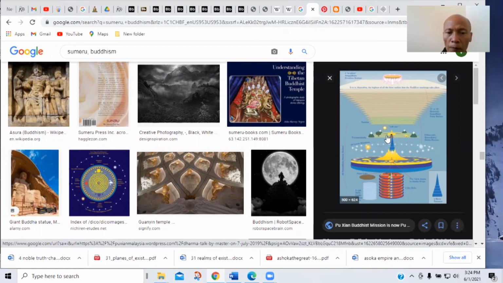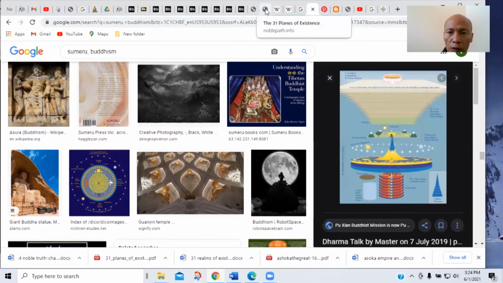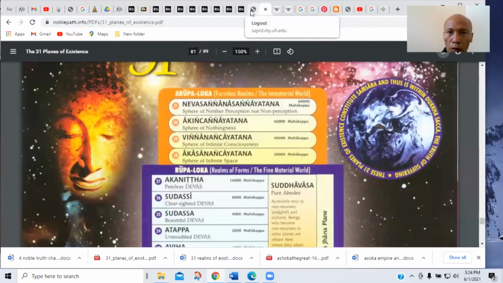Okay, so depending upon the merits, depending upon how we live, each realm requires some type of karma to be reborn in that type of realm of existence.